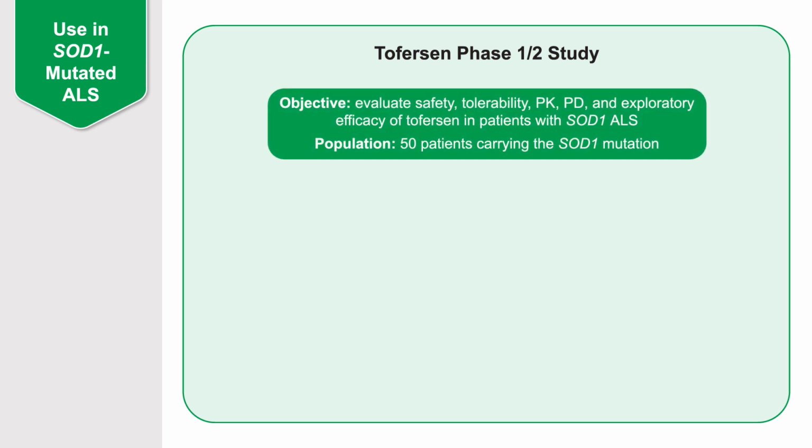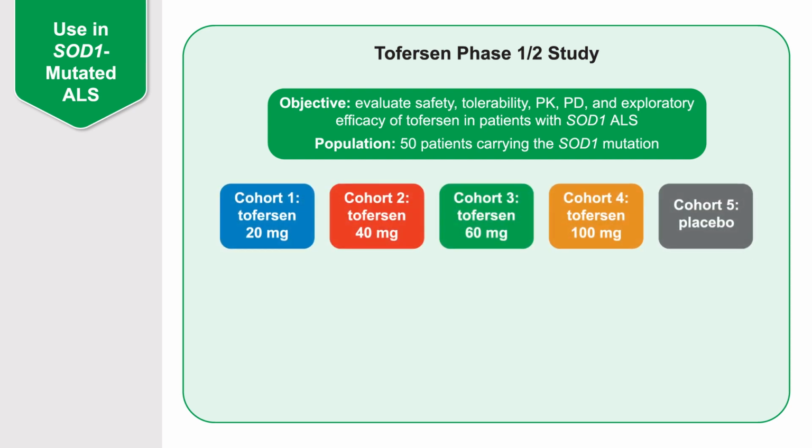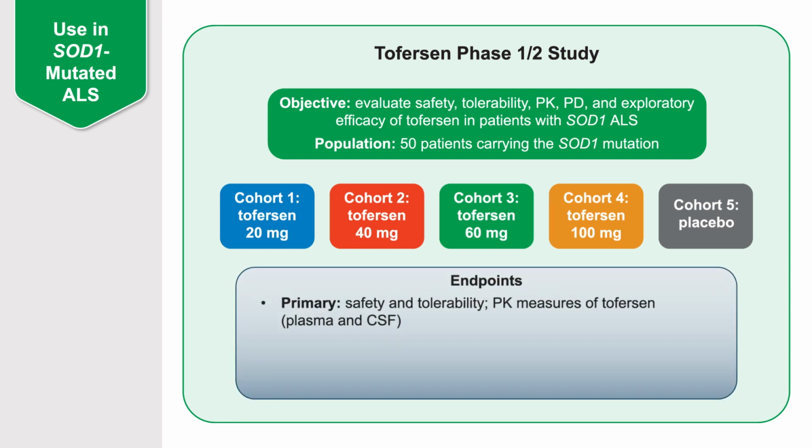In the early phase study, phase 1-2 of tofersen, 50 patients carrying the SOD1 mutation were evaluated. Patients were randomly assigned to one of the 5 arms, placebo or one of 4 doses, which were intrathecally given over a 3-month period. The doses of tofersen included 20 milligrams, 40 milligrams, 60 milligrams, or 100 milligrams. The primary endpoint of that study was safety and tolerability, as well as pharmacokinetic measures of tofersen in the plasma and the spinal fluid. Secondary endpoint included the change from baseline in the cerebrospinal fluid level of SOD1 protein.